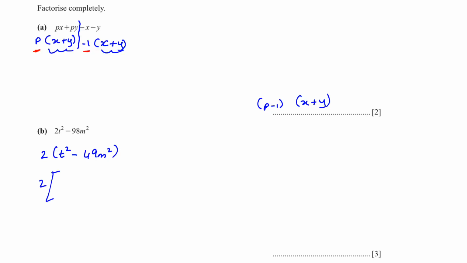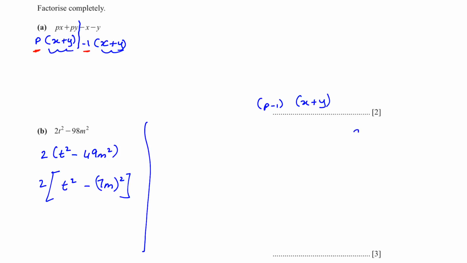Make a big bracket. You can see that 49 is a square number, so you can write it as t square minus 7m square. 49 is the square of 7, so that's the reason we wrote 7m square. The square we are putting outside the bracket. This square is for the 7 and for the m.